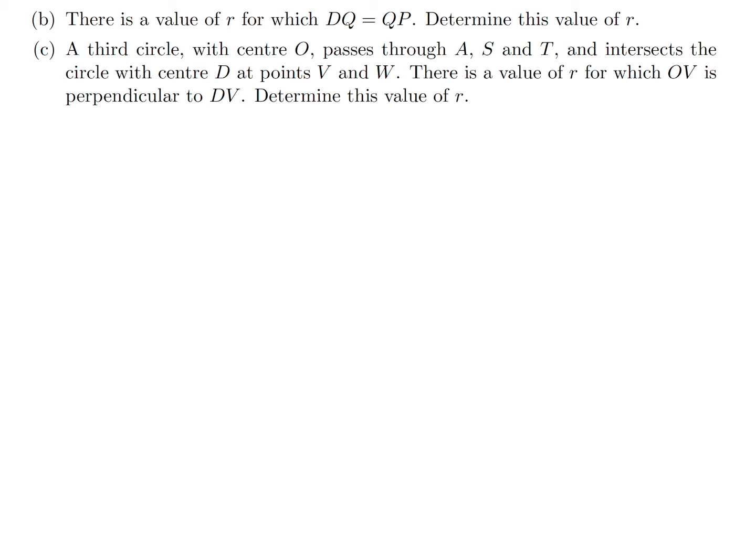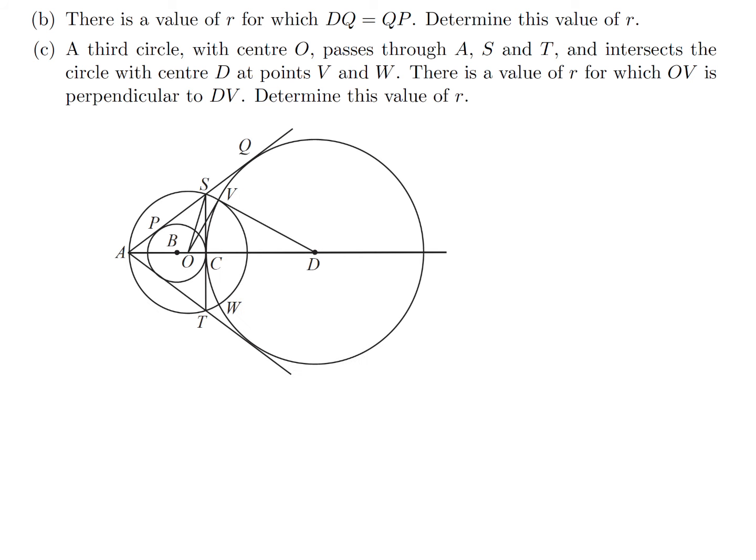A third circle with center O passes through A, S, and T and intersects the circle with center D at points V and W. There's a value of R for which OV is perpendicular to DV. Determine this value of R. So here is a diagram that illustrates this whole opening stem, hopefully. And what we are trying to find is find R such that, that's the symbol for such that, OV is perpendicular to DV.